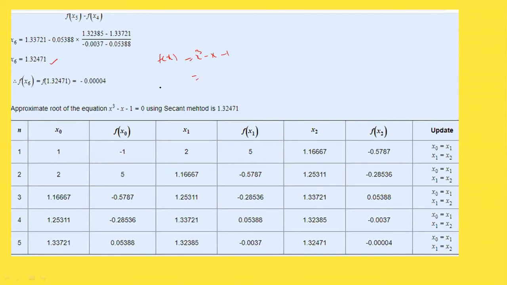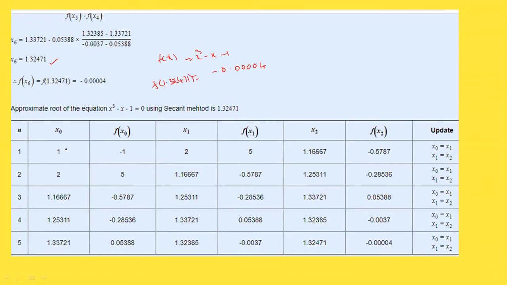we get f of 1.32471 will become minus 0.00004. So this is the value. So now I have substituted all these values in a tabular form.